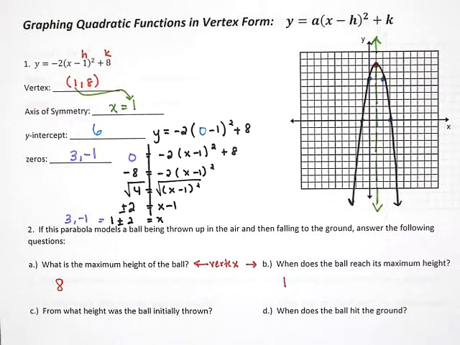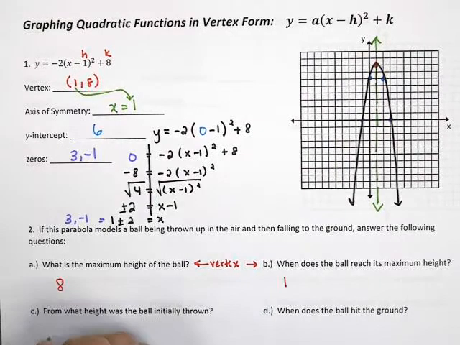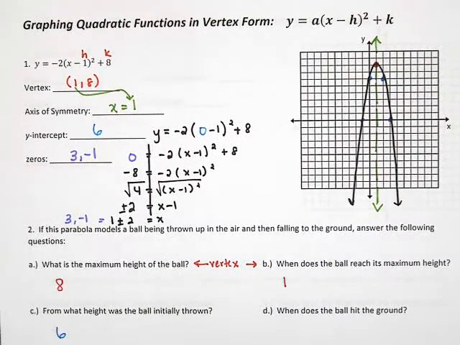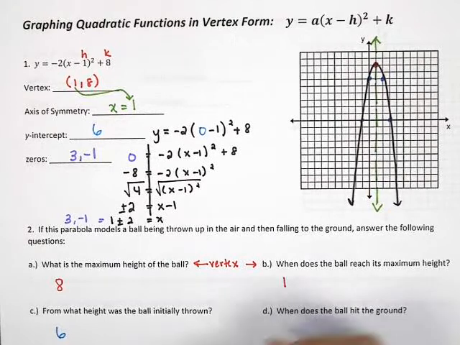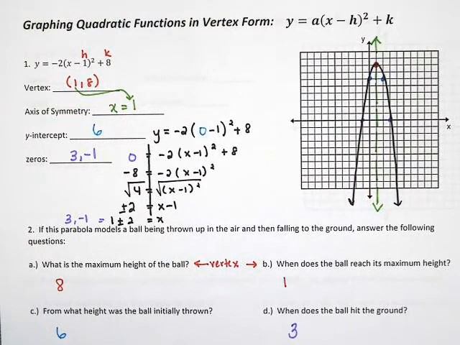From what height was the ball initially thrown? Now we're asking you about the y-intercept, which is 6. And when does the ball hit the ground? Now we're asking you about the x-intercept, which would be 3. We're not going to use the -1 because it doesn't make sense to have a negative time in a real life problem.